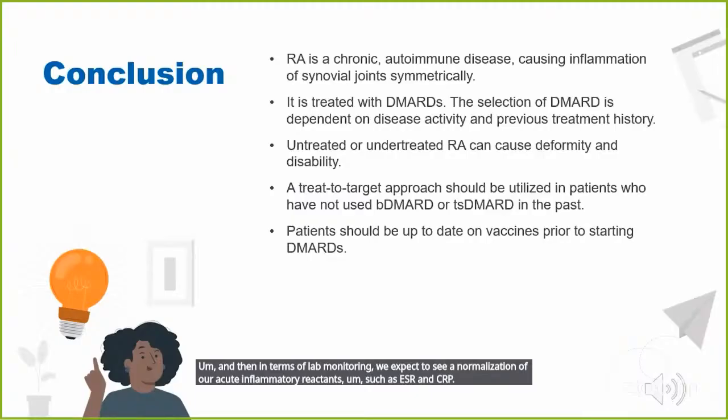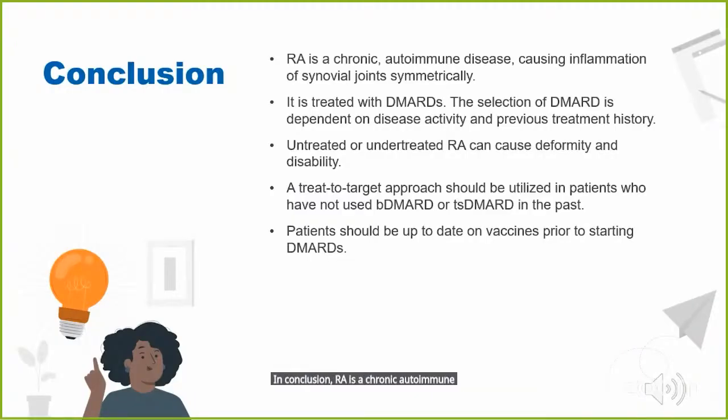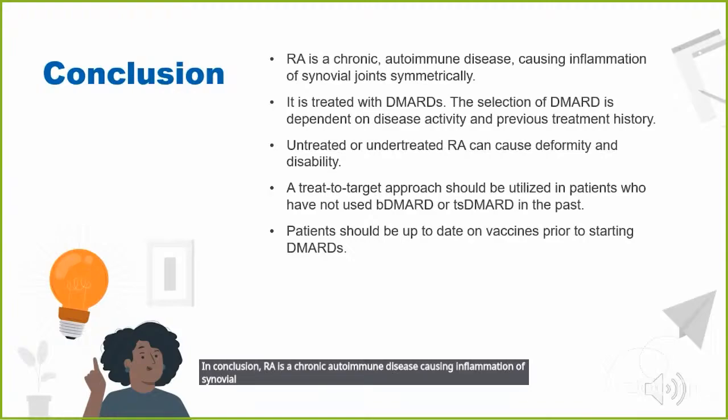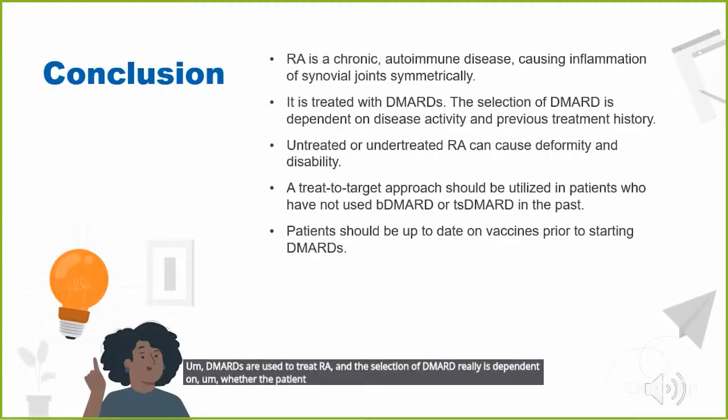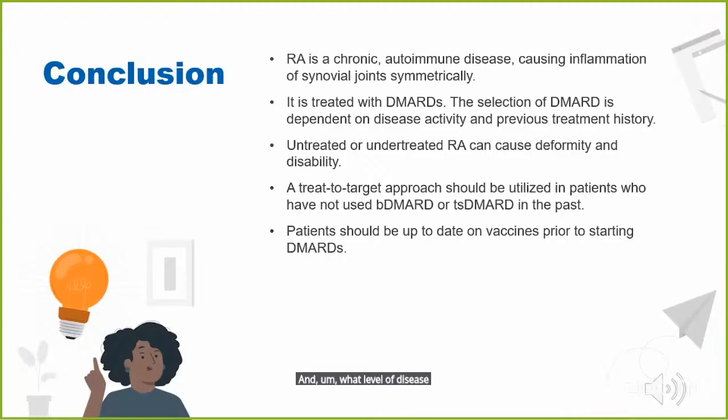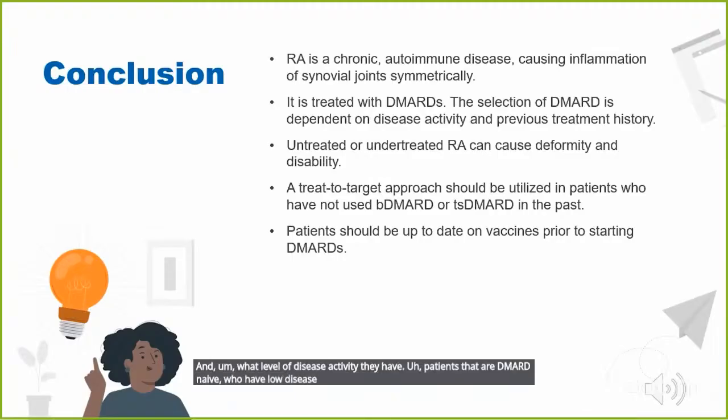In conclusion, RA is a chronic autoimmune disease causing inflammation of synovial joints symmetrically. DMARDs are used to treat RA, and the selection of DMARD really is dependent on whether the patient is treatment naive, or rather DMARD naive, or DMARD experienced, and what level of disease activity they have. Patients that are DMARD naive who have low disease activity, hydroxychloroquine is going to be first line. For patients that have moderate to high disease activity, methotrexate will be first line.